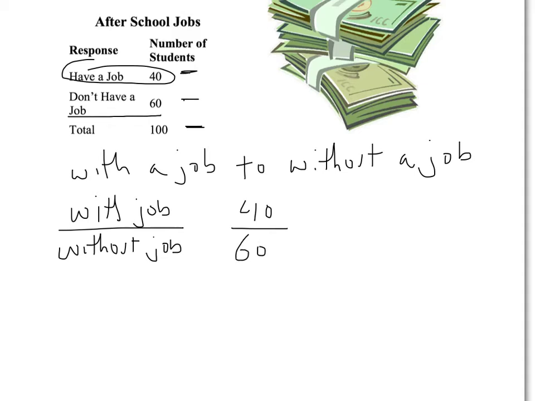Now since this is a fraction, I would like to simplify it. So 40 over 60 simplifies to 2 to 3. So 2 students with jobs to every 3 students without jobs.